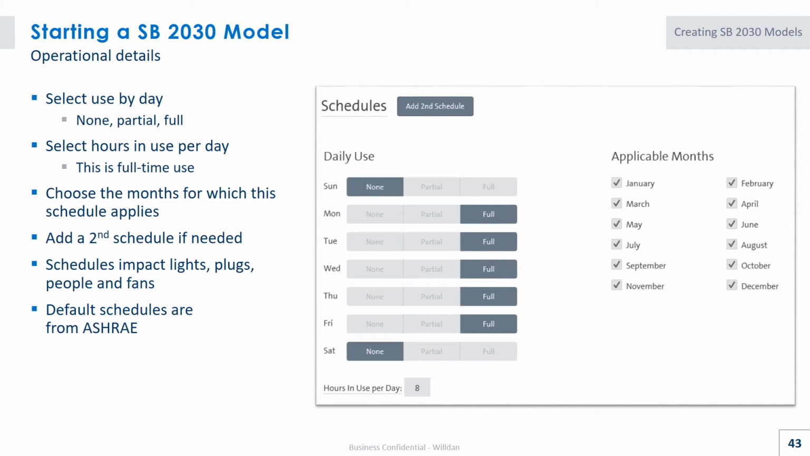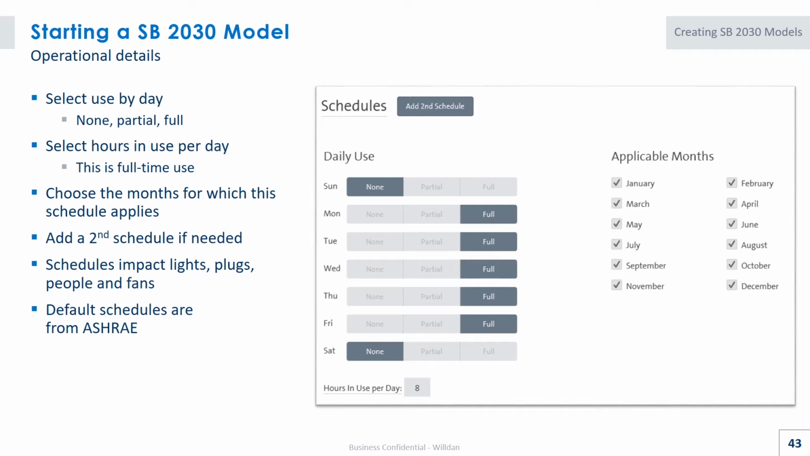So if a building is occupied 5 or 6 days a week, you can set that. You can say it's partially occupied on Sundays or how many hours per day it is occupied. You can add a second schedule with the button up there. That would be like a summer schedule or something else where it's less heavily occupied or more heavily occupied.